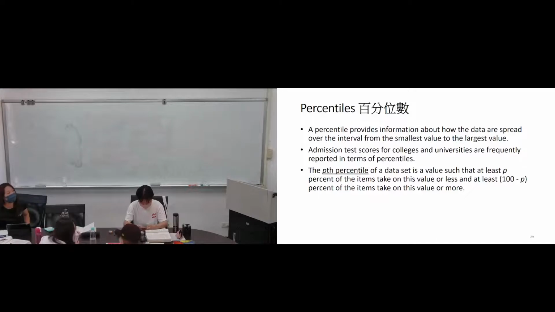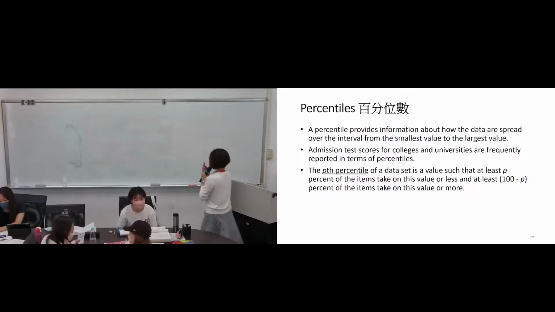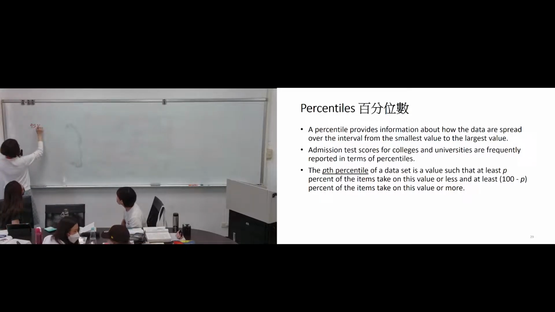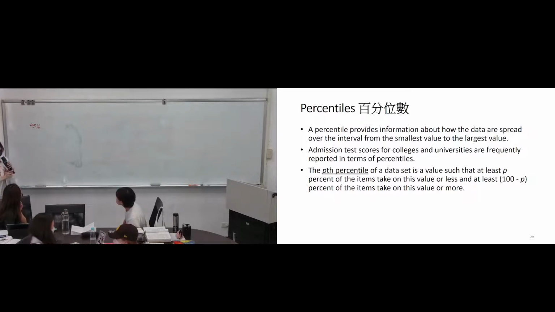we use percentiles. For example, if Nonoka's English is good, and your admission test score in CYCU is in the top 5%, that means in percentiles, Nonoka's admission test score is at the 95th percentile. And Cai, for example, is also in the 95th percentile.